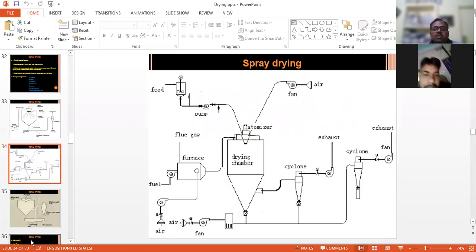So another one is you can see here the other diagram. So here you can see the feed, which is already concentrated to a total solid of around 42 percent, and also preheated, because you already know that if we do not preheat the milk concentrate, then they require higher energy, or there may also be a loss of heat. So here we can use the pump, and from that we send it through the atomizer, and the atomizer sends it into the drying chamber, where we actually maintain partial vacuum.